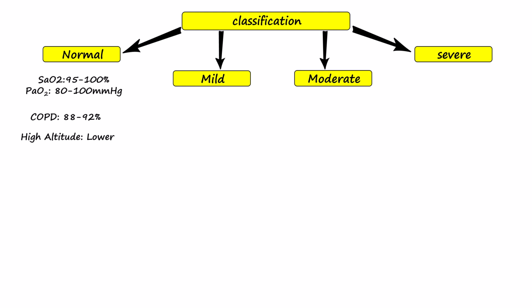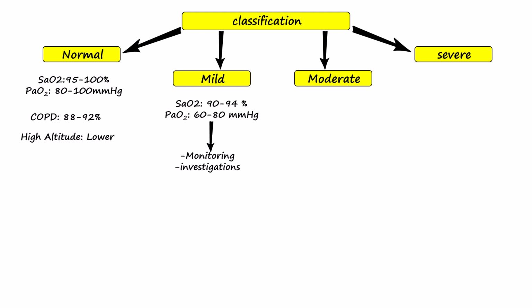Mild hypoxemia, characterized by oxygen saturations between 90 to 94%, corresponds to a PaO2 of 60 to 80 mm of mercury. This degree of hypoxemia typically isn't immediately life-threatening but does require careful monitoring through repeated oxygen level checks and further investigation with X-ray or blood gas analysis if symptoms worsen.